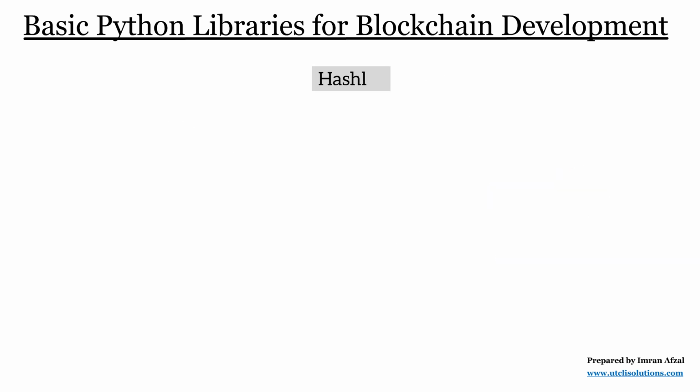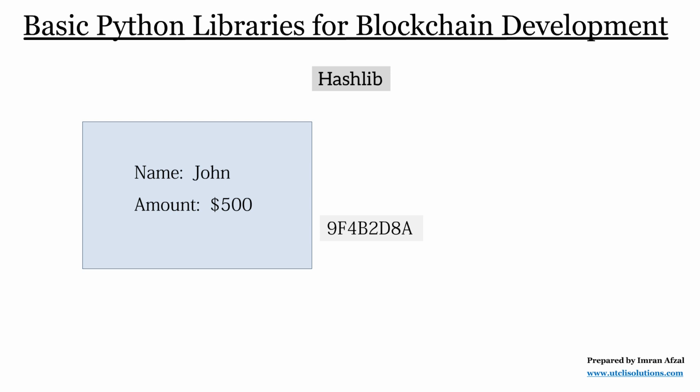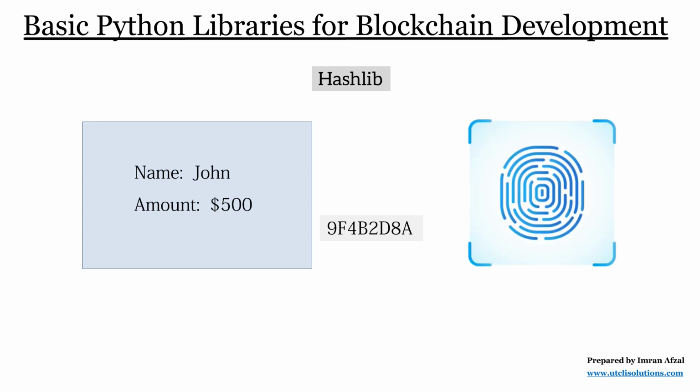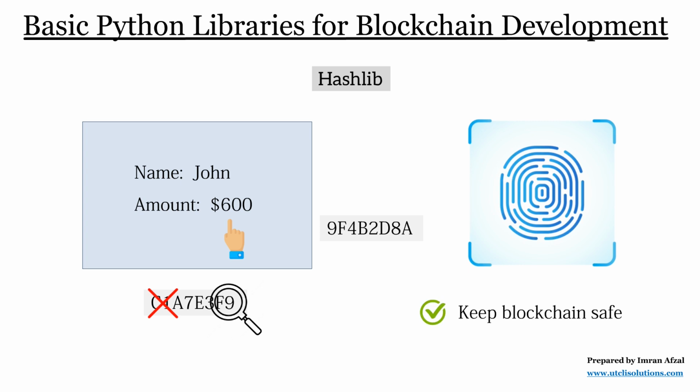It is called HashLib. This library helps us create hashes. A hash is like a digital fingerprint of a block. It makes sure the data in a block is not changed. If someone tries to change something, the hash will also change, and we can catch it easily. Hashes are used to keep the blockchain safe. That is why HashLib is so important.